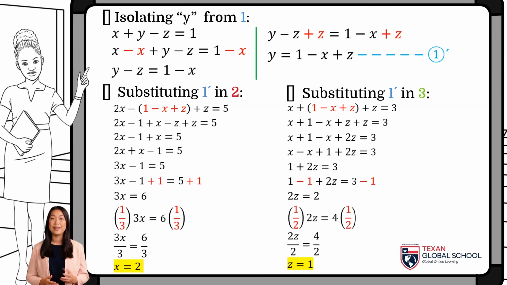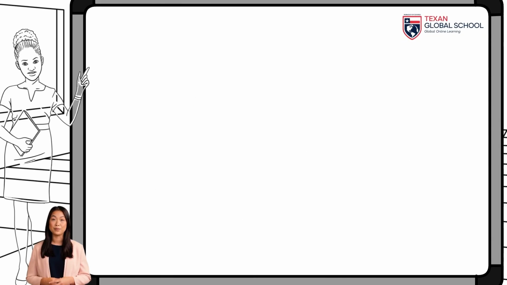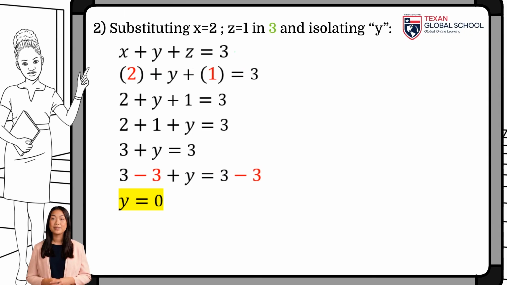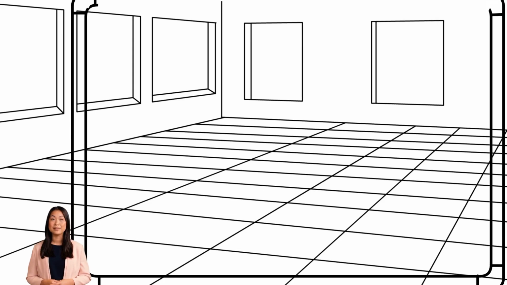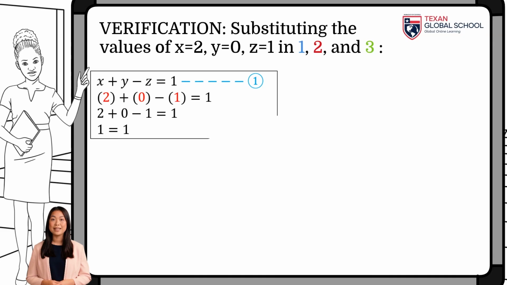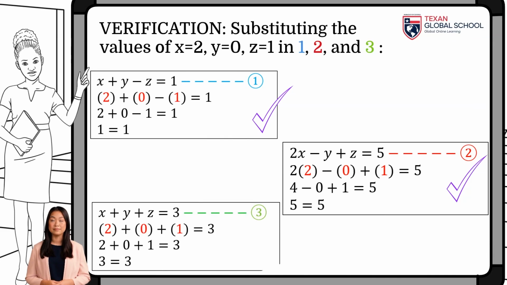In this particular case, it was not reduced to a 2 by 2 system, but it directly gave us the results of x equal to 2 and z equal to 1. Finally, we substitute these results in one of the initial equations 1, 2, or 3. We substitute x equal to 2 and z equal to 1 in 3, thus y results 0. Once again, to verify, we substitute the obtained values and we can see that the three equalities are fulfilled.